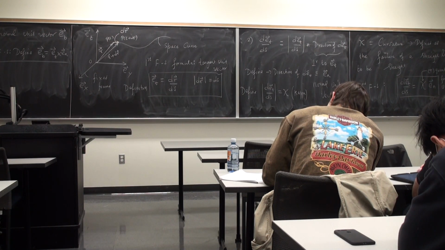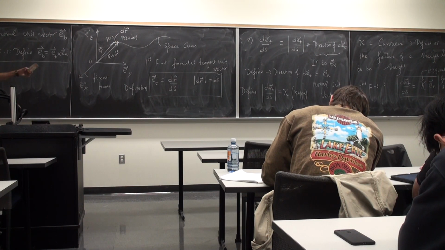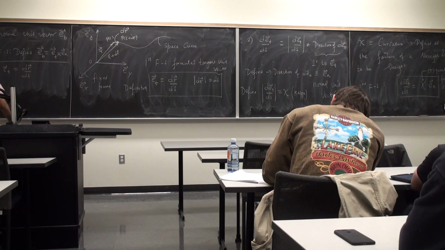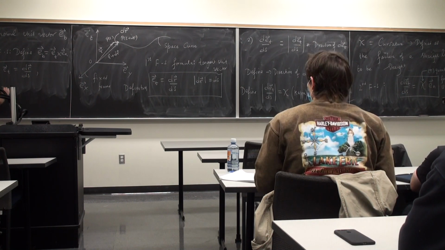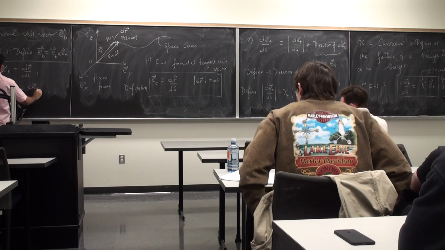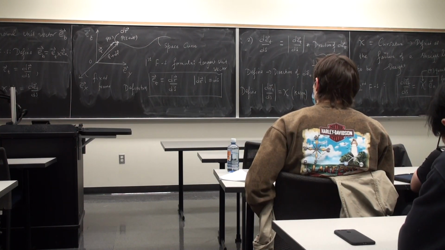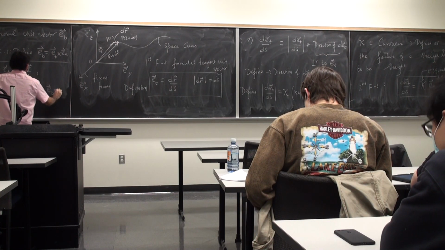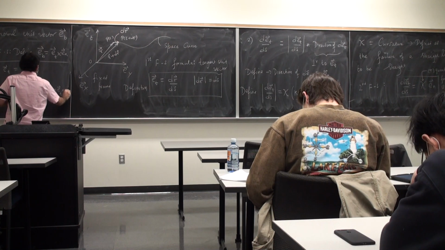And so the first three formulae, I'm just going to recap them here. You already have them everywhere on the board. So ET is dr by ds, kappa EN is det by ds, and then EB is ET cross EN.